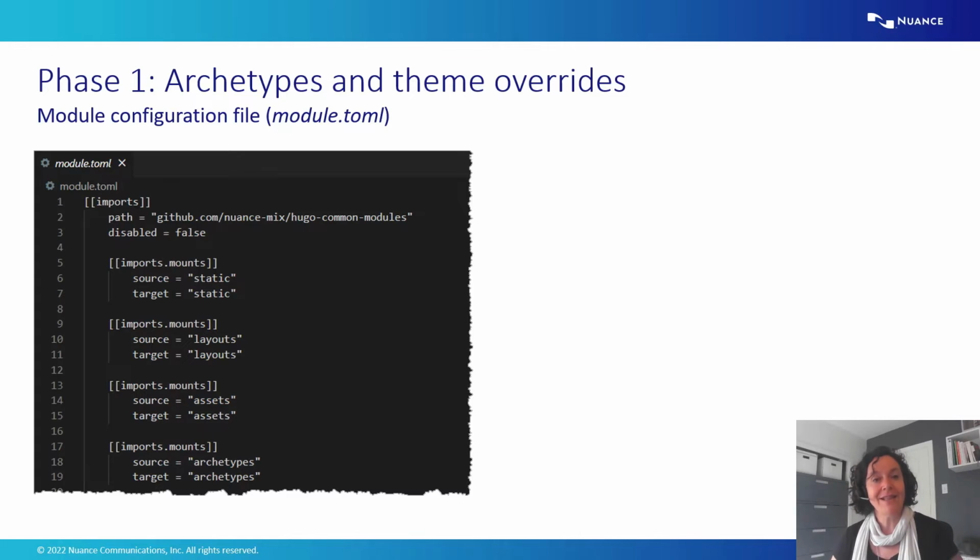You can also see that we're using GitHub internally, so that's where we're pulling the Hugo common modules from. And we then mount the four folders that we need, which are the folders that I just talked about in the previous slide. And we copied this file in all of our Hugo projects. So this was pretty simple, as you can see, and it worked really well.